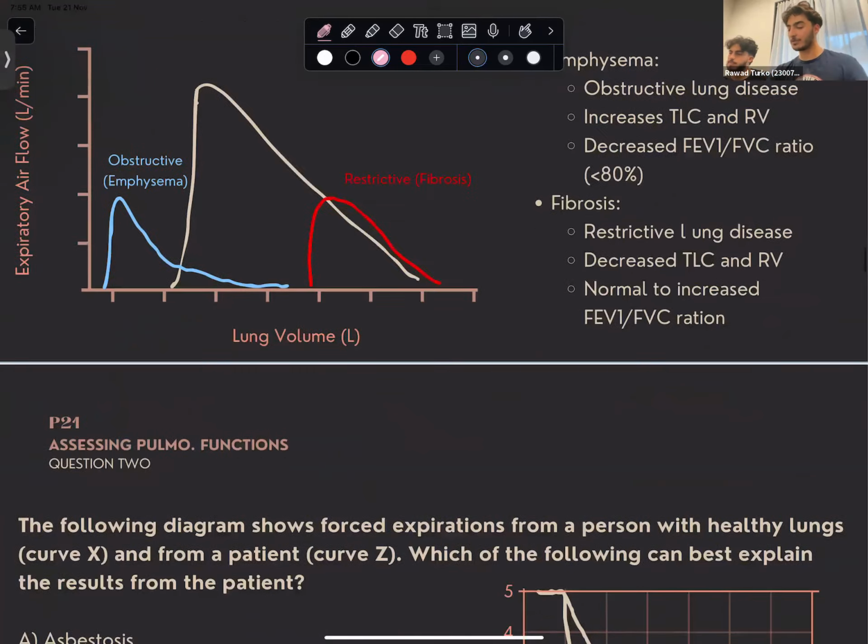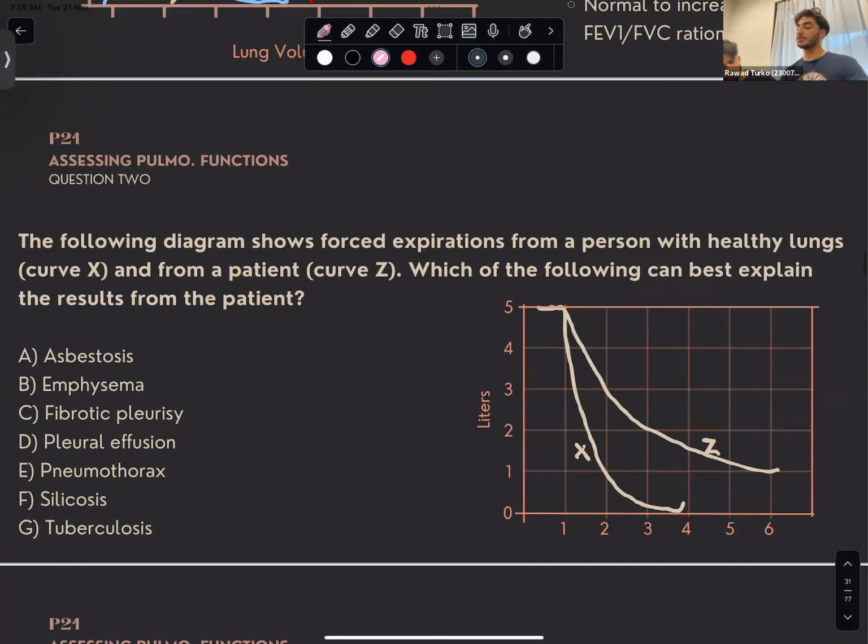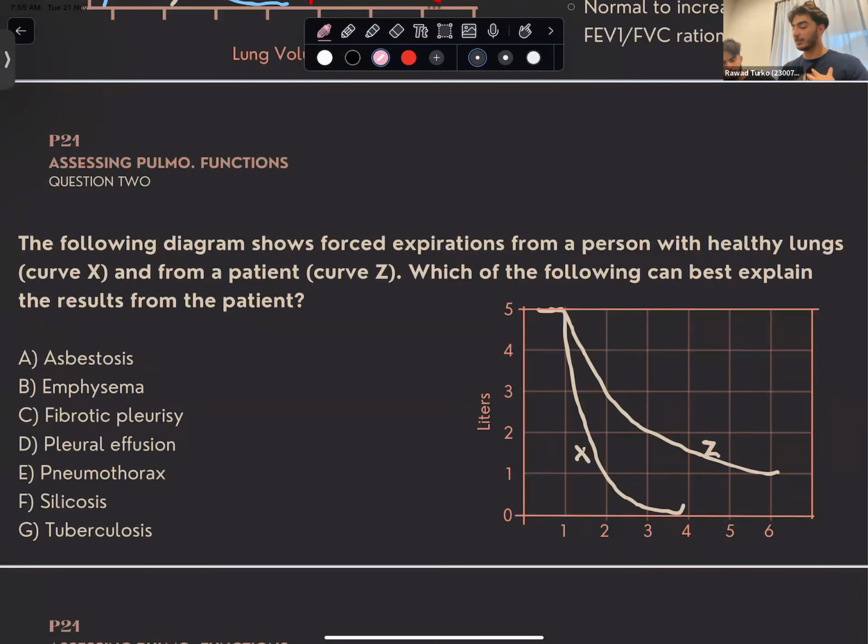Question 2 from assessing pulmonary functions. The following diagram shows forced expirations from a person with healthy lungs, which is curve X, and from a patient, curve Z. So this person is normal, and this is our patient. Which of the following can best explain the results from the patient? Somebody says B. So the answer is B.